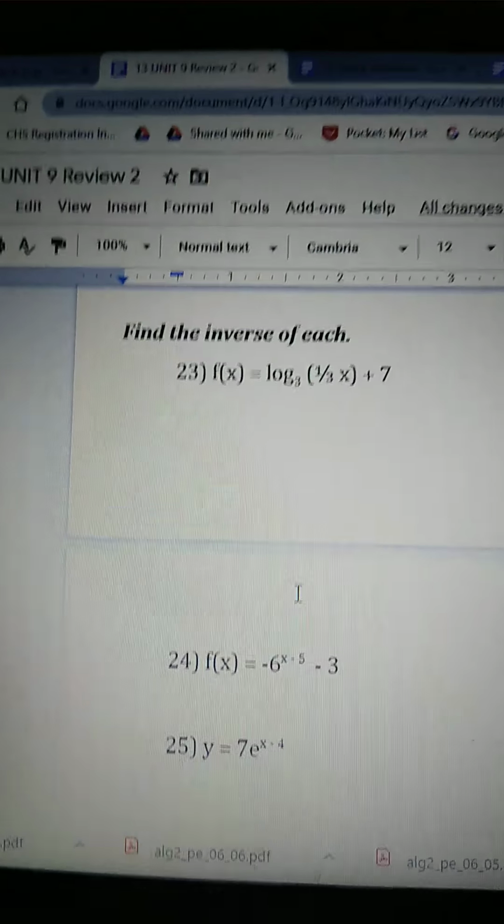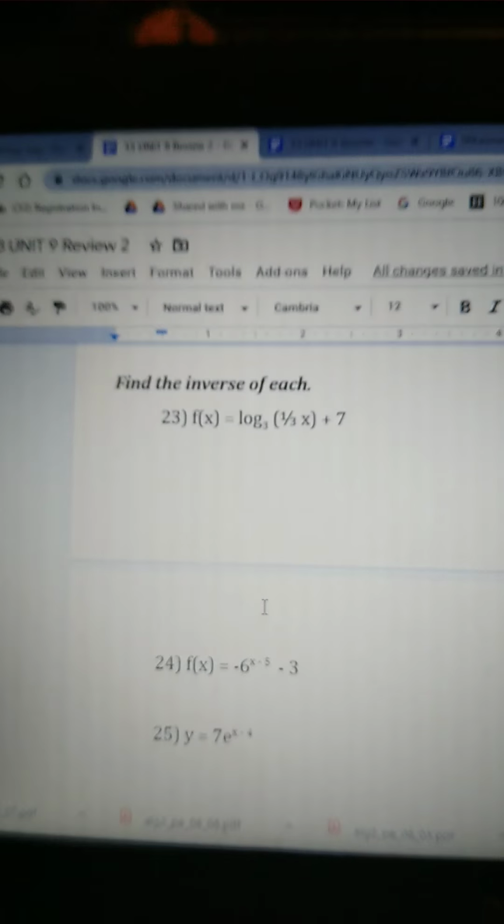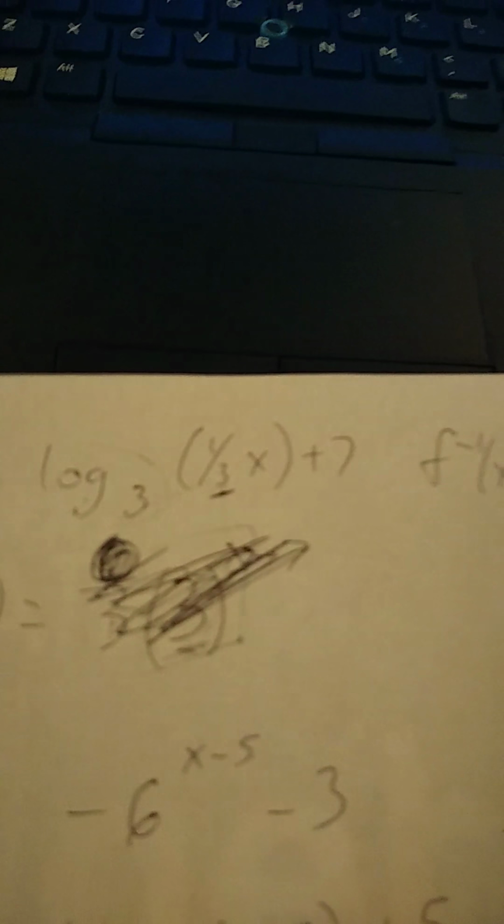Alright, let's do the next part. This is about the inverses. So what I'm looking at is finding the inverse for logarithms and exponential functions. And the first couple, I already have the answers written. We'll talk through it, and I'll do the last two with you.